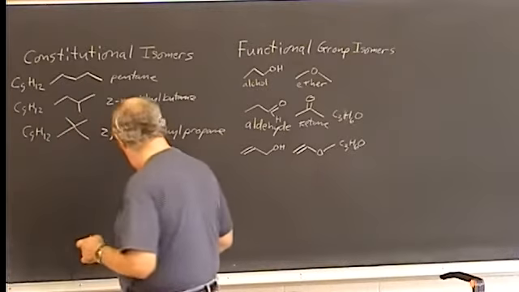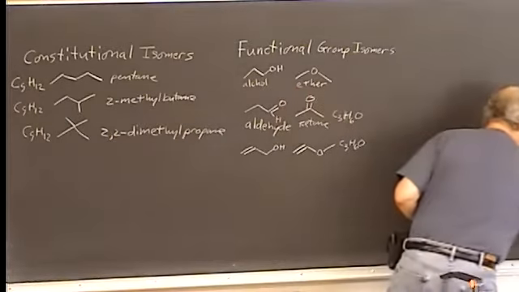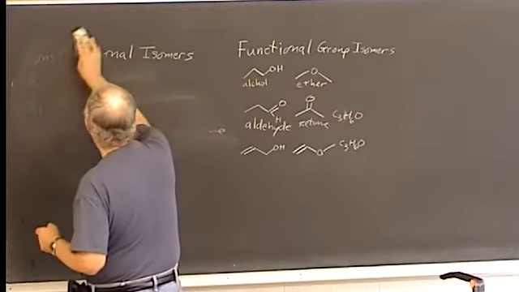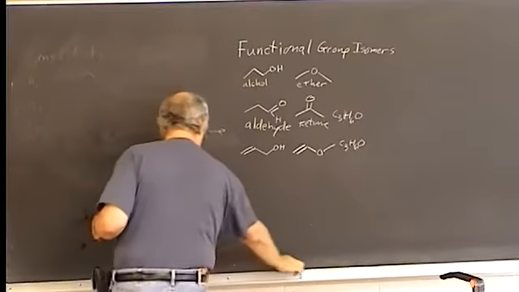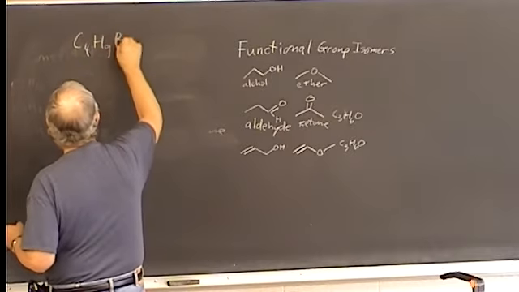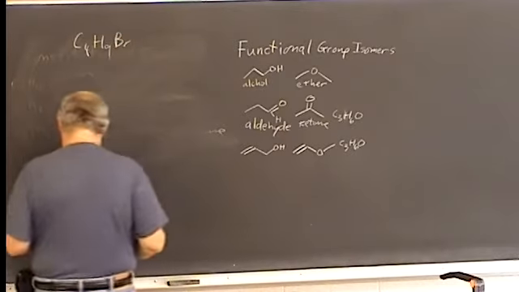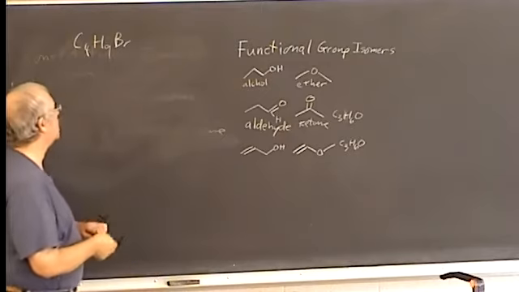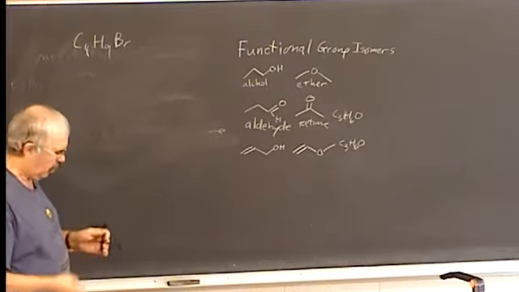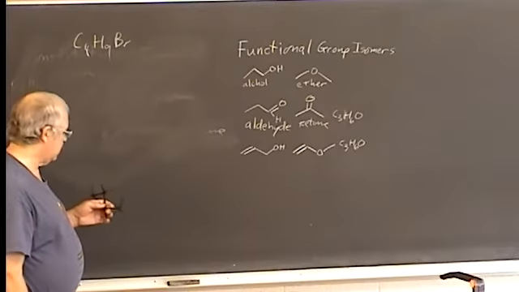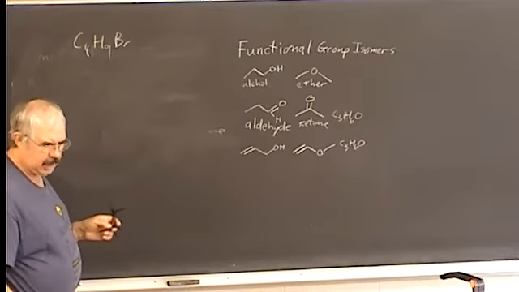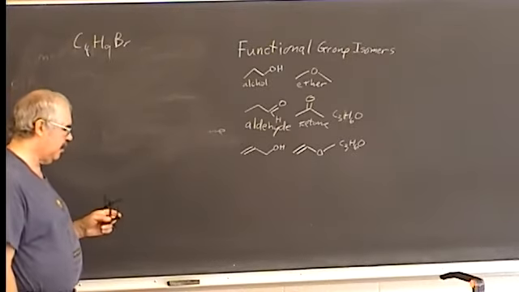And for this, I'm going to assemble the different isomers for C4H9Br. Okay, there are 4 possible isomers. 2 are based on butane, a straight chain structure, and 2 are based on isobutane or 2-methylpropane.